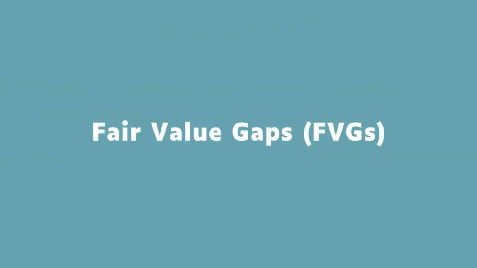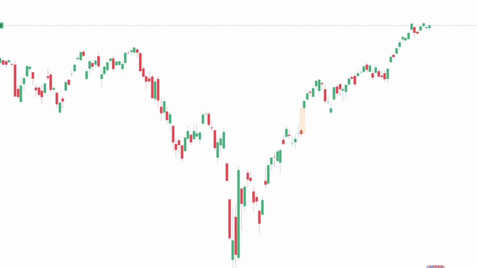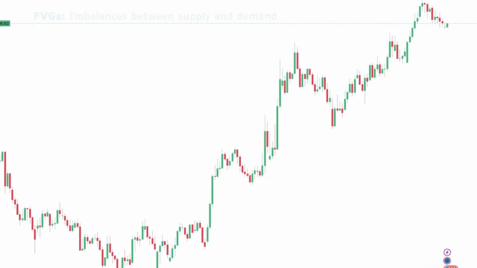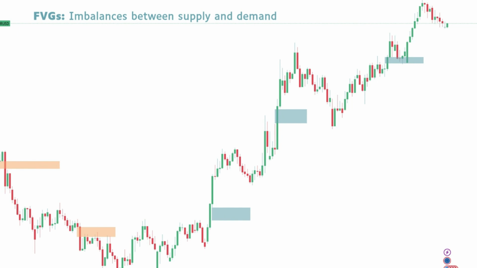Next, let's explore fair value gaps. In traditional technical analysis, we often look for price gaps, especially in markets that close, like stocks. But in 24-hour markets like Forex, these gaps are less common. Here's a traditional price gap in the S&P 500, where no trading occurred between the close of one session and the open of the next. SMC introduces the concept of fair value gaps, which represent imbalances between supply and demand. These are visible as a significant space between the bodies of candles, indicating a rapid price movement that left an unfilled area.